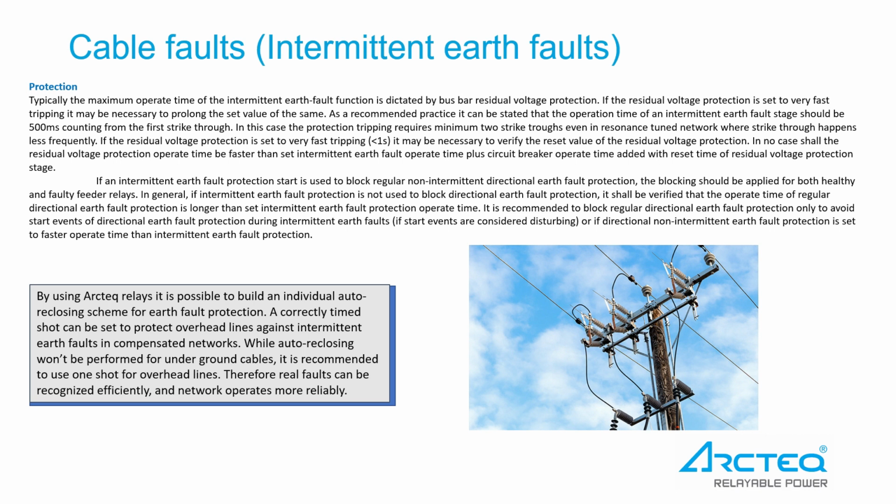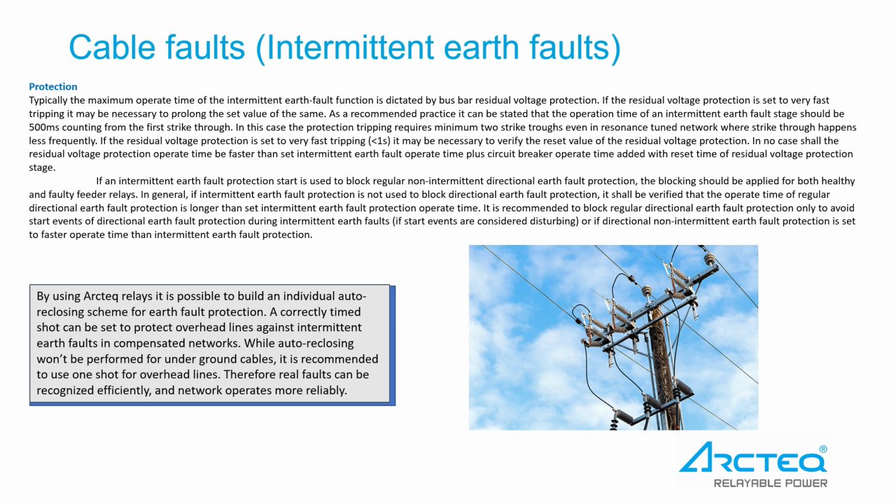In general, if intermittent earth fault protection is not used to block directional earth fault protection, it shall be verified that the operate time of regular directional earth fault protection is longer than said intermittent earth fault protection operate time. It is recommended to block regular directional earth fault protection only to avoid start events of directional earth fault protection during intermittent earth faults, or if directional non-intermittent earth fault protection is set to a faster operate time than the intermittent earth fault protection itself.